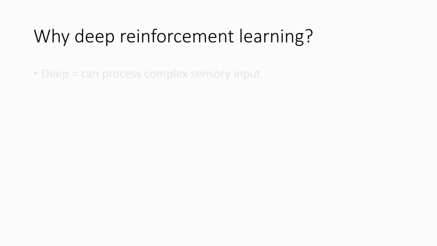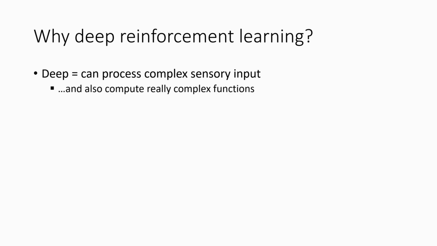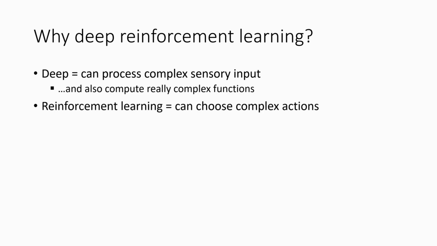So why deep RL? Well, because the deep part can allow us to process complex observations and also compute really complex functions, and the RL part can allow us to choose complex actions. That doesn't mean that the brain does deep RL, but it might suggest that what deep RL does might accomplish similar ends.